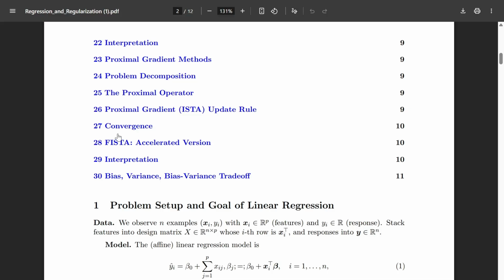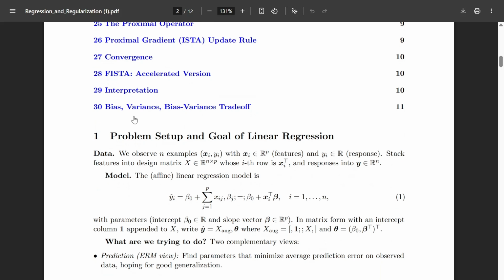We'll try to learn about the convergence of ISTA, and then there is the fast iterative shrinkage thresholding algorithm, which is the accelerated version. We'll just touch on that a little bit. We'll try to interpret, and then learn about the bias variance trade-off, which is quite important because at the end of the day, you'll realize why regularization is important in linear regression, and that will be evident in the bias variance trade-off part.